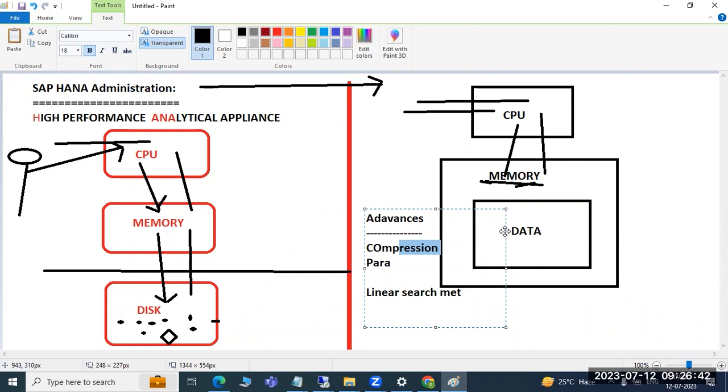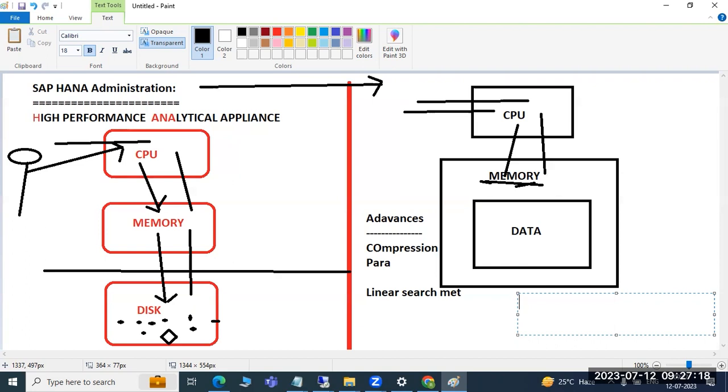The main advantage is that data is stored in the in-memory concept, an in-memory database. In-memory means the data is stored in the RAM memory. And one more advantage is that it has only column oriented tables, a columnar database. So if someone asks you what a HANA database is, HANA is an in-memory column oriented columnar database.